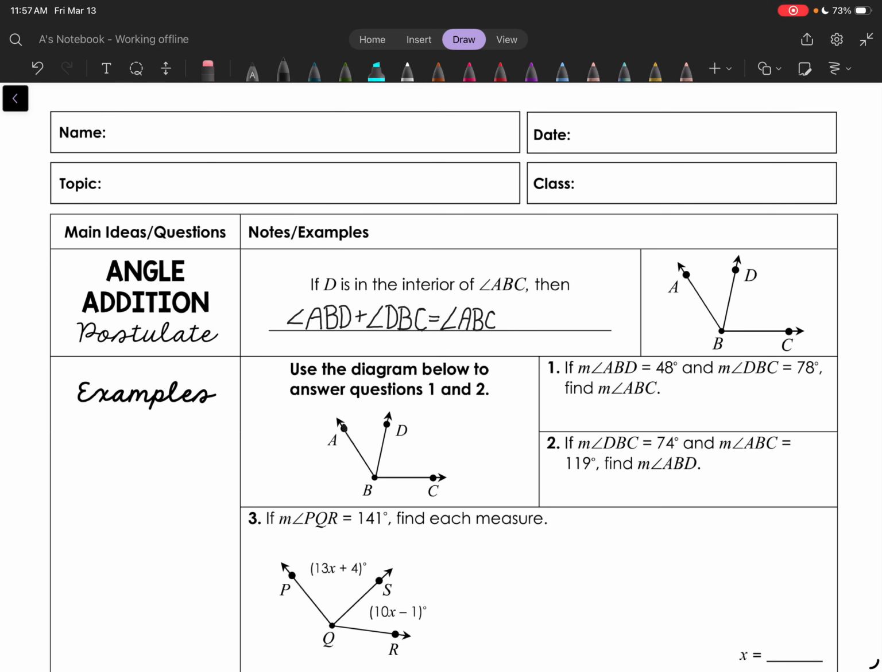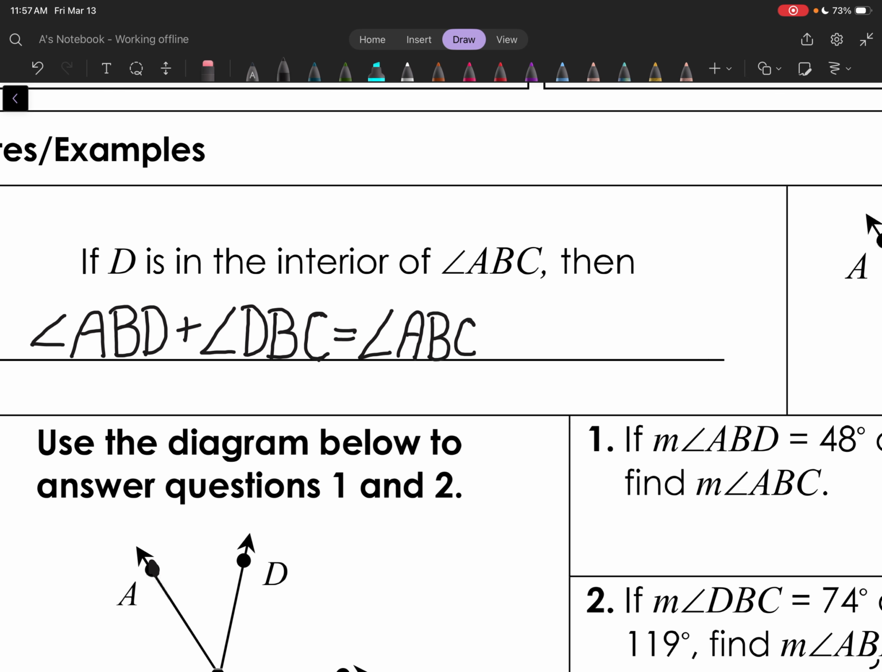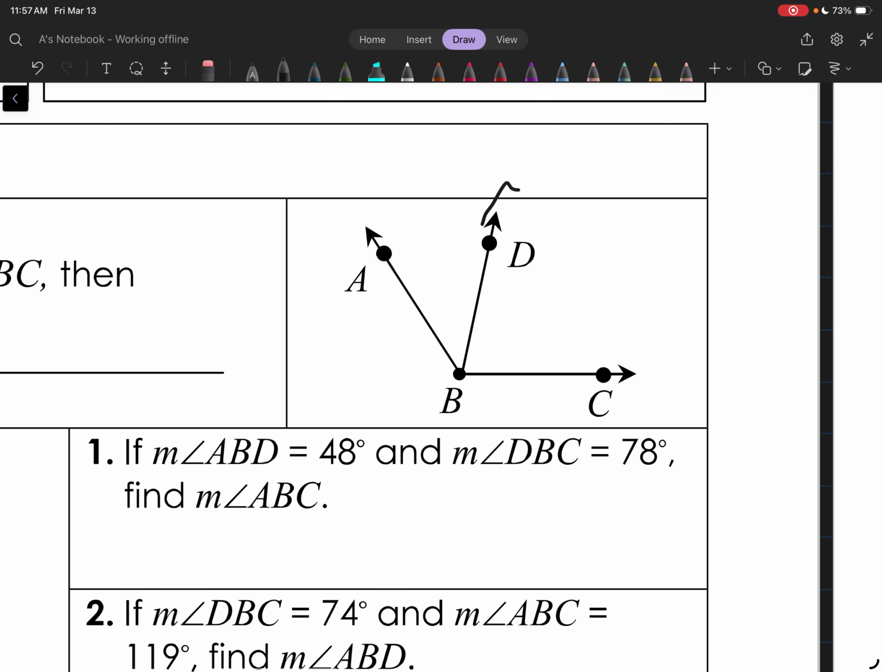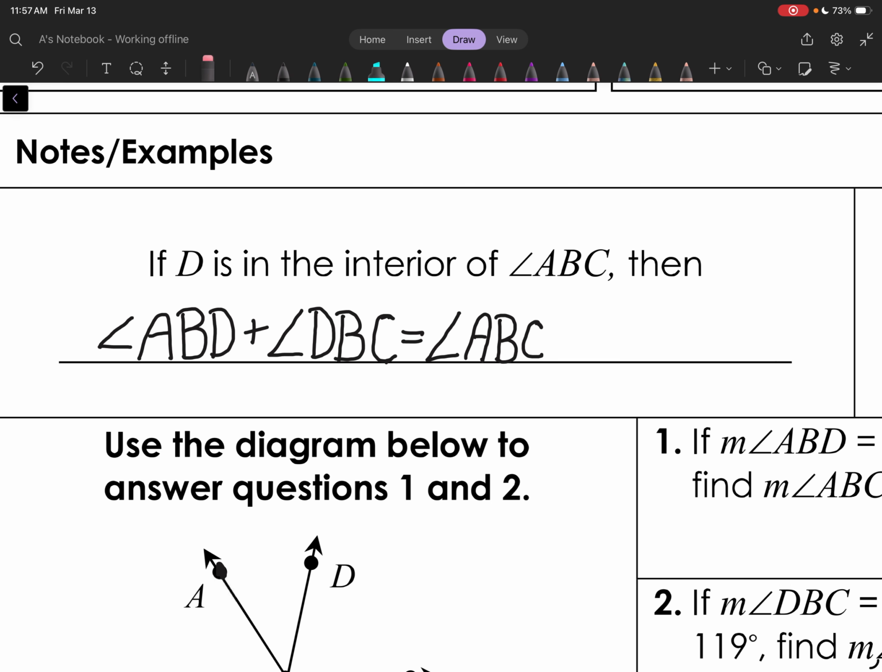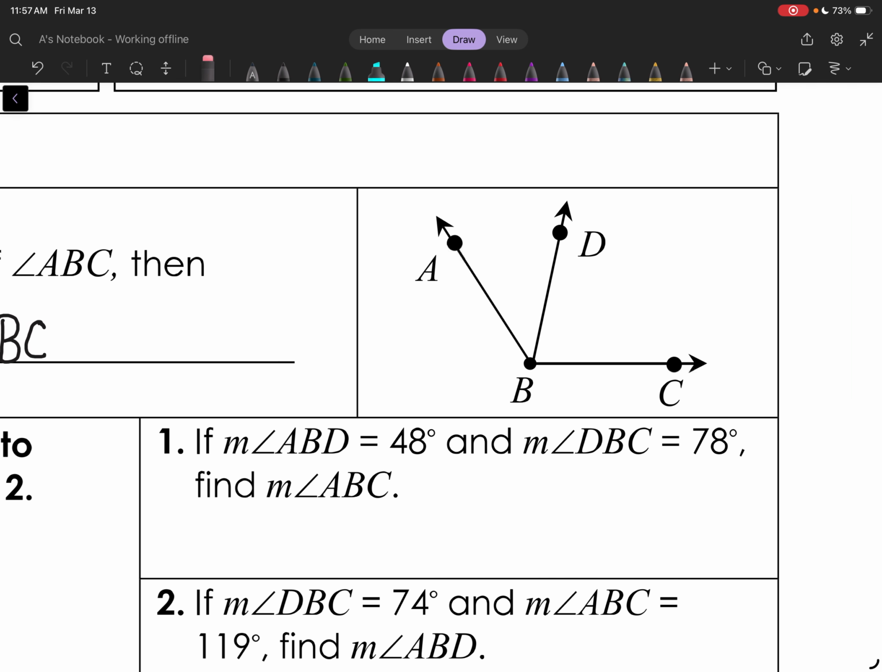Good day. Today we're looking at the angle addition postulate. In the previous video, we looked at segment addition. Now we're going to talk about the angles formed by the lines. So, if D is in the interior of angle ABC, in other words, I have this line coming through it, then angle ABD plus DBC is equal to ABC.